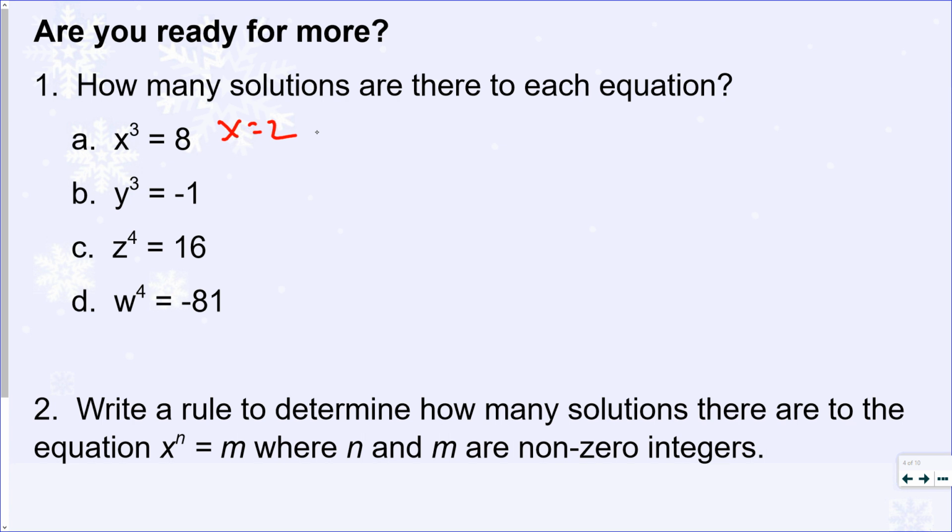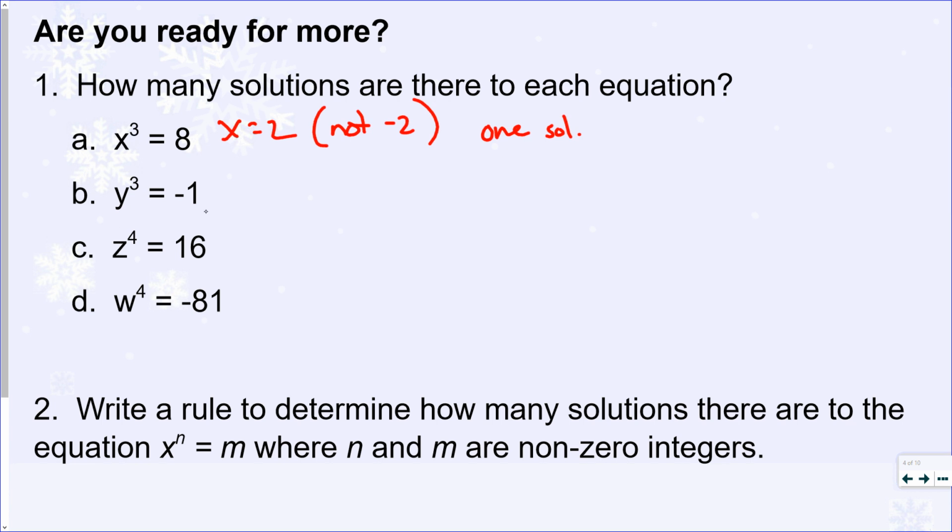But wait a second. Negative 2 times negative 2 times negative 2 is negative 8. Only 2 is a solution to that. Therefore, there's only one solution. If that were x squared equals 8, there'd be 2 solutions. But x to the third, one solution. Interesting.